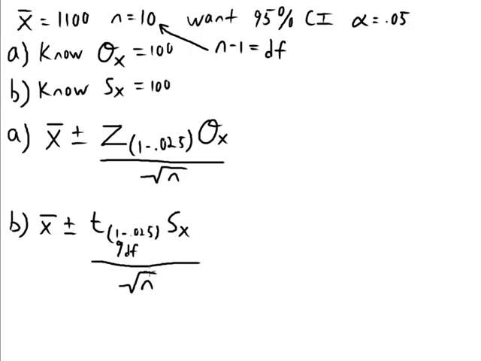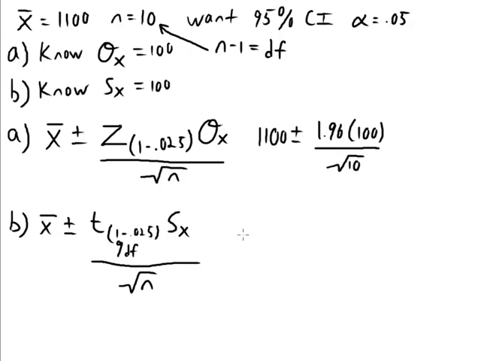So let's just go ahead and plug in numbers for all of this. Okay, so this is going to be x bar is 1100 plus or minus z of 1 minus 0.025. When I look that up, z of 0.975, I end up with a z-score of 1.96. All right, and I'm going to multiply that by 100. And then I'm going to divide by the square root of 10.